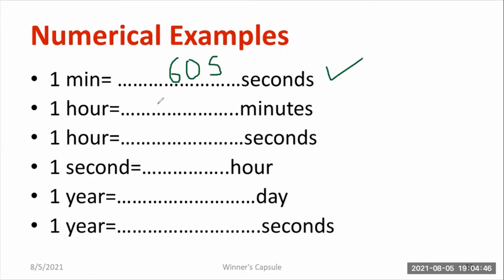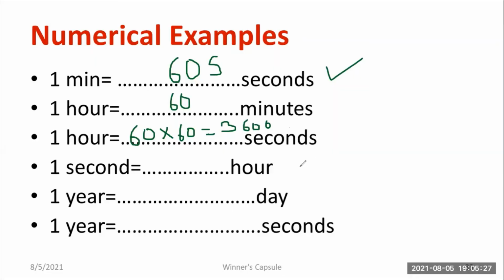1 hour is equal to how many minutes? It is basically 60 minutes, correct? 1 hour is equal to how many seconds? 1 hour is equal to 60 minutes. Therefore, 1 hour is equal to 60 into 60. What is the value of 60 into 60? That means 3600 seconds. Please note it down properly. 1 hour is equal to 3600 seconds.